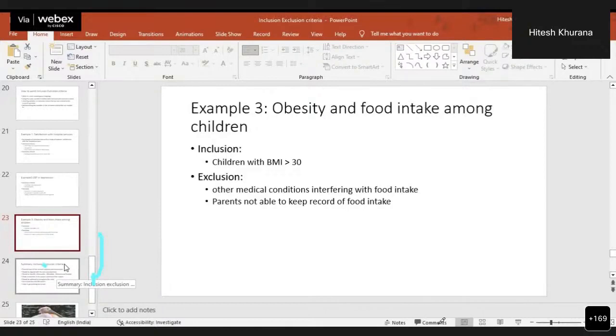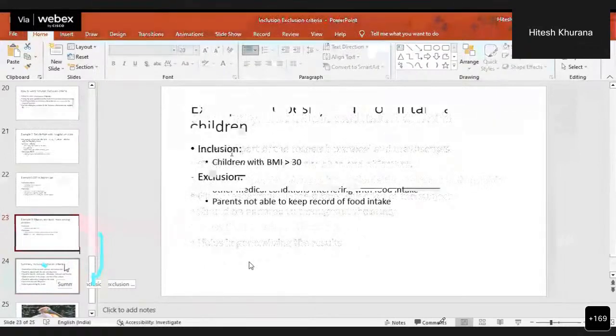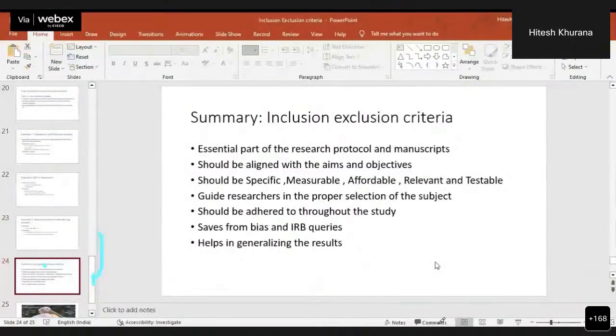We come to the end of this presentation, and inclusion and exclusion criteria are essential parts, no doubt about that. They need to be aligned with the aims and objectives. Everything is guided by the research question, and everything is aligned. They should be specific, precise, measurable, affordable, relevant, and testable, so that we do not have any second opinion, and everybody is able to find the same kind of criteria in the given population or person. These help researchers to make a proper selection. Without inclusion and exclusion criteria, our sample would be just a chunk of pebbles, a mixture of almost everything. They need to be adhered to throughout, and they save us from bias.